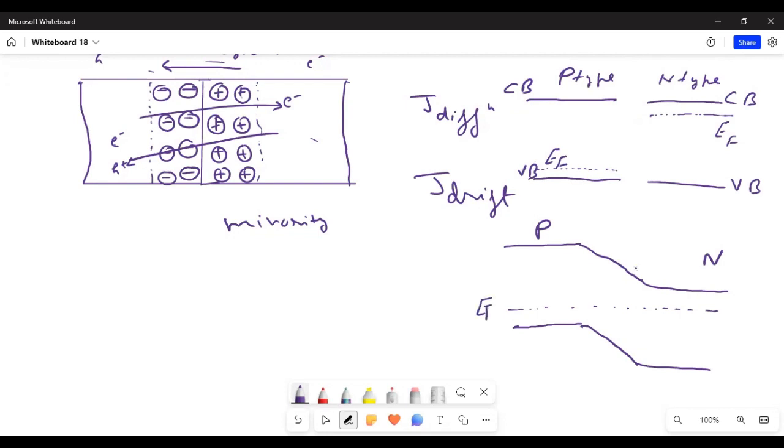This is the Fermi level, and the electrons on this side will face a potential barrier, because of the built-in potential, the field at the junction, opposing this flow. Similarly for the holes.